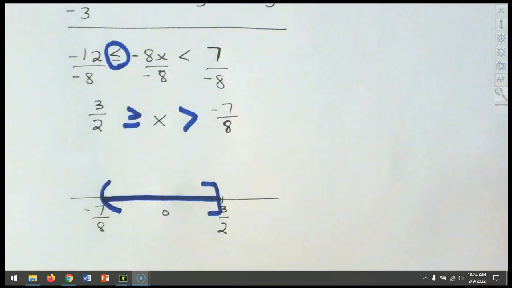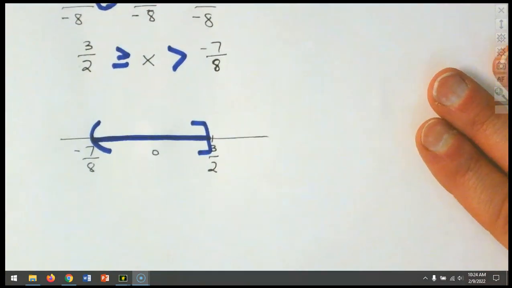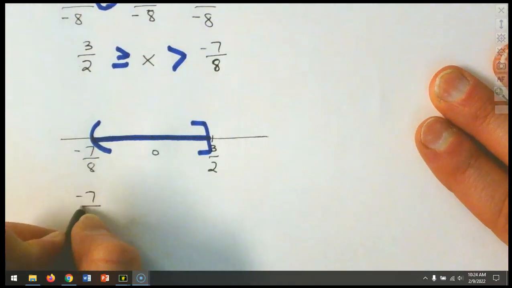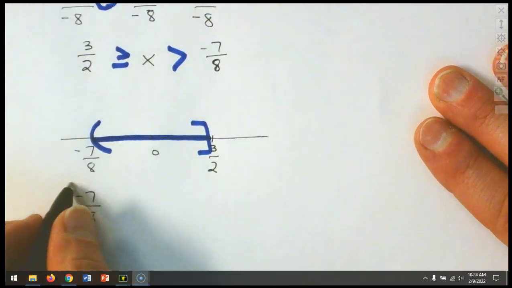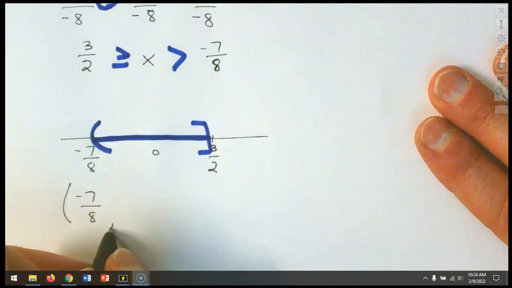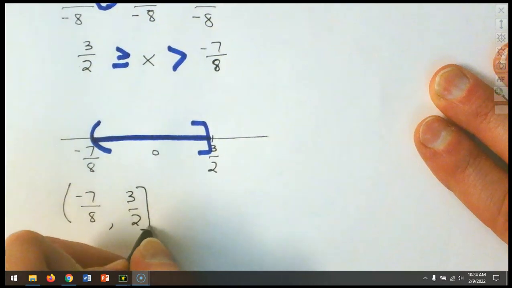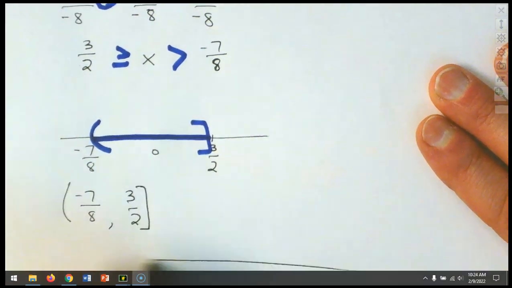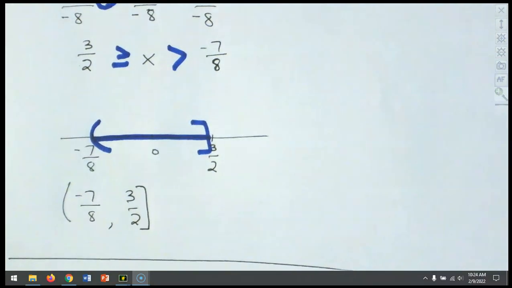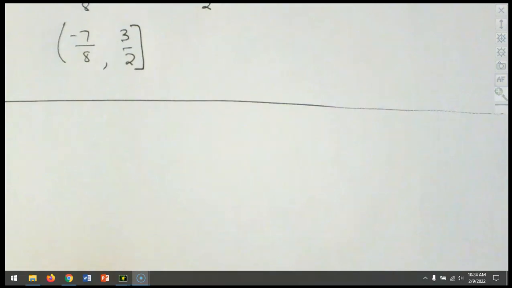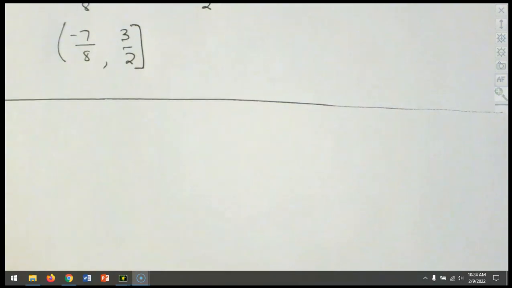And so what does it look like in terms of interval notation? Well, in interval notation, it looks like negative 7/8 with the parentheses, comma, 3/2 with square bracket. So whenever you have to flip your inequality sign, make sure they are in the correct order in those 3-part or double inequalities. Okay, let's do a couple more, and then we'll look at the applications.